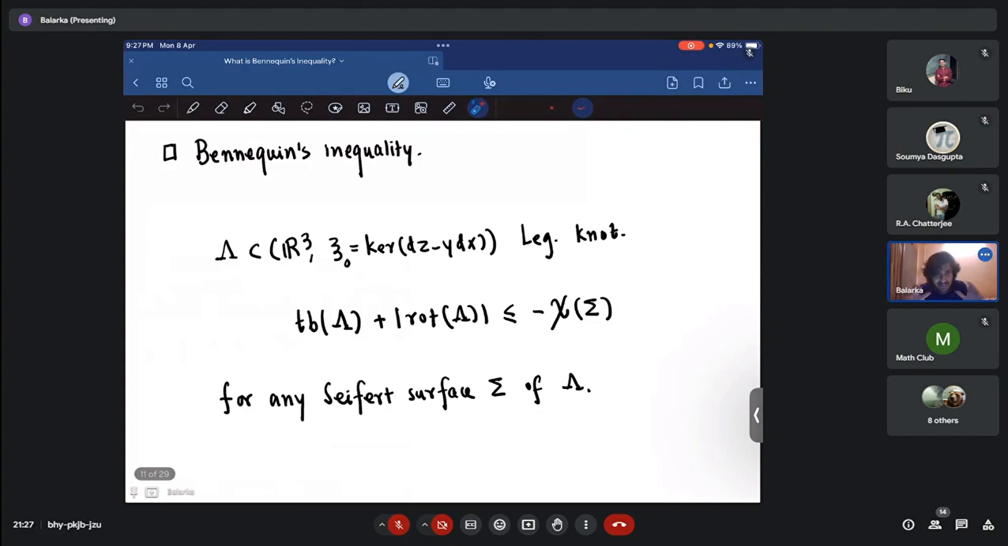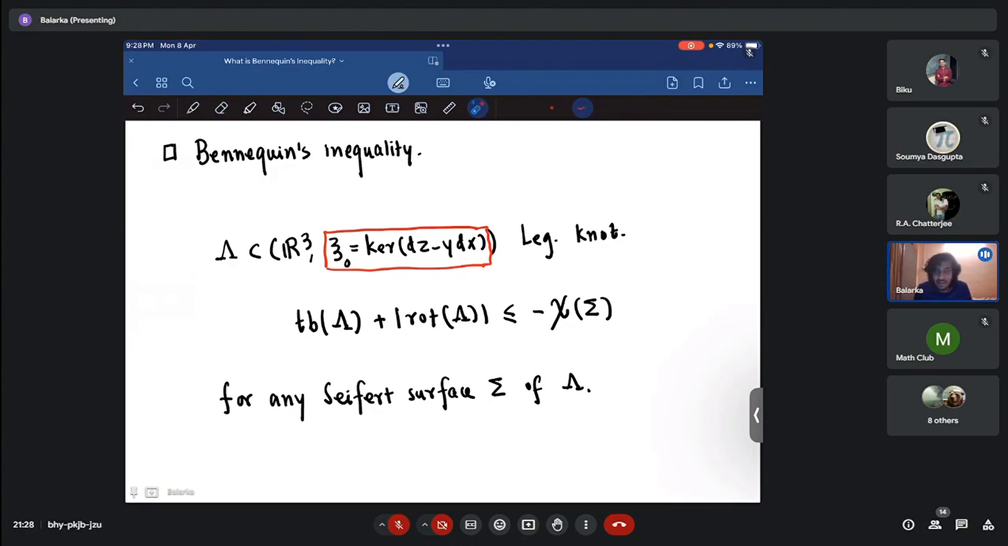Okay, so let me state Bennequin's inequality. We have all the data we need. The inequality says the following. Suppose you have a Legendrian knot in R3, 3-space, and you have the standard contact structure. This is important, so maybe I'll do a red box around it. It's not true for any contact structure. It's true for the standard one.